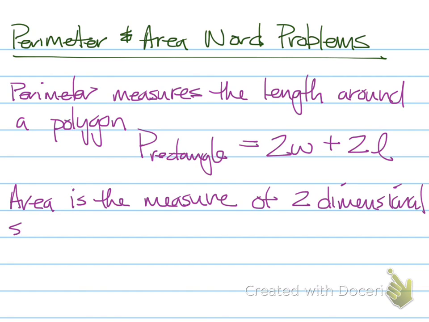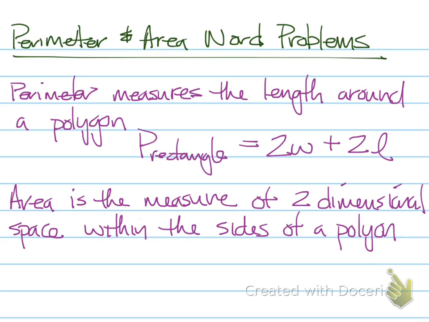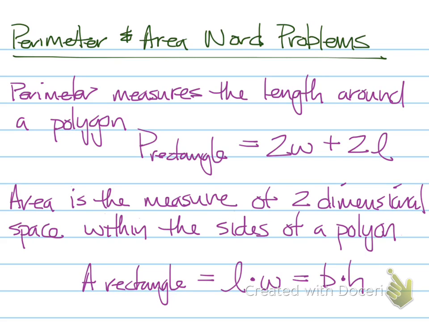Area is the measure of two-dimensional space within the sides of a polygon. So it's the measure of the surface of that polygon, the two-dimensional surface of that polygon. And the area of a rectangle is its length times its width, or its base times the height.